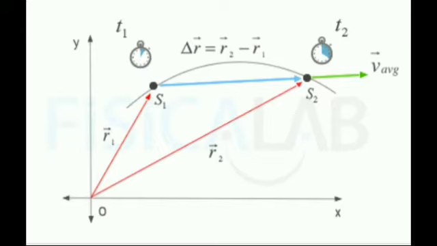Average speed. The average speed is defined as the ratio of total path length travelled by the particle in a time interval. So average speed is equal to total path length by total time.